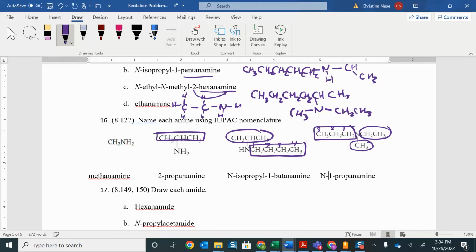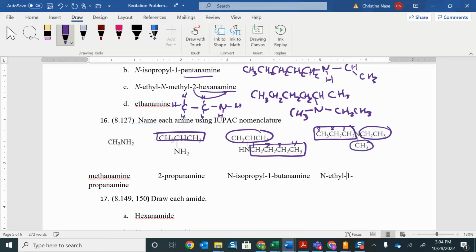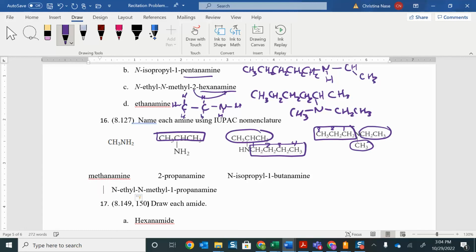I'll have N-ethyl, N-methyl, 1. Let's bring that over. There we go. N-ethyl, N-methyl, 1-propanamine. So that 1 tells you which carbon on the longest chain the amine is being attached to. And then everything else is pretty similar to what we did before. If you have substituents off of the amine, then you label them with N's. Just like we would on a long carbon chain, we would number them with numbers. If it's off the N, we'll just put an N in front. So N-ethyl, N-methyl, 1-propanamine.